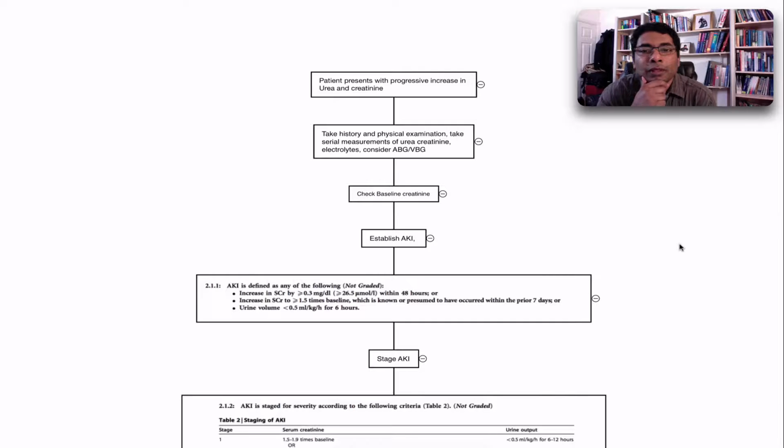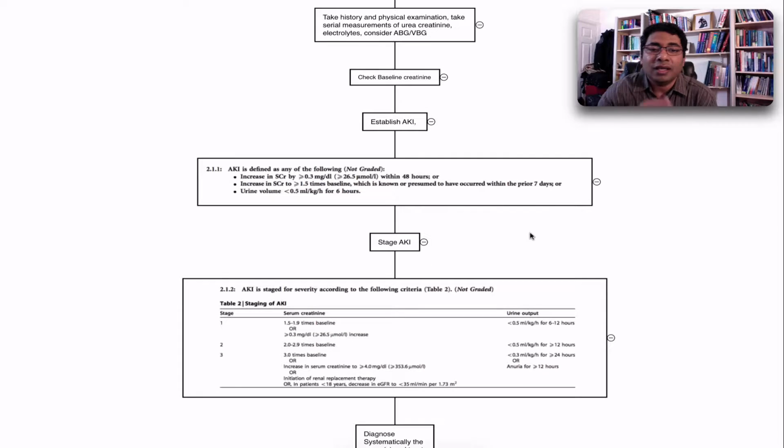Hello. We look at how to approach the management of AKI. Usually a patient presents to you with a progressive increase in urea and creatinine. That's when you think, this could be AKI. How do you proceed? Simply take history and physical examination. Take serial measurements of urea, creatinine, electrolytes, and consider doing an arterial blood gas or venous blood gas. Check the baseline creatinine and then establish AKI.